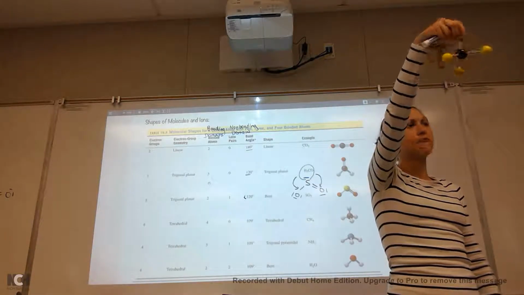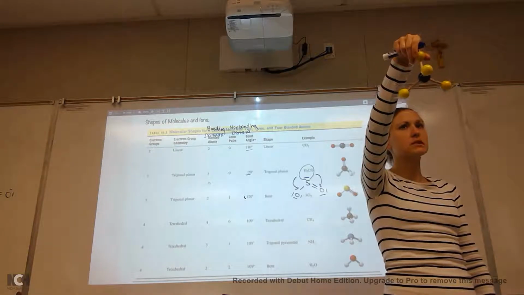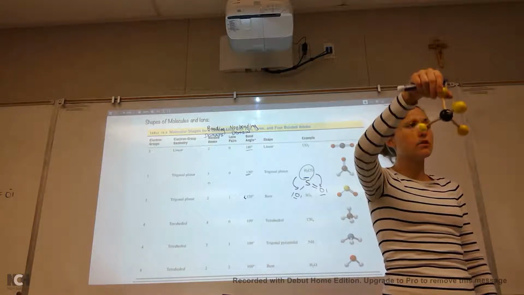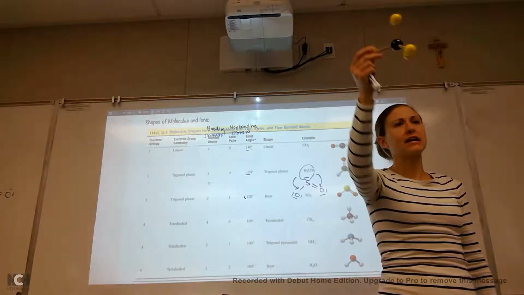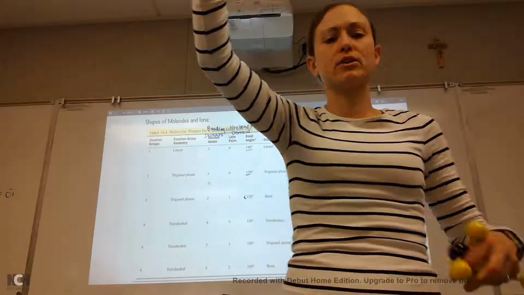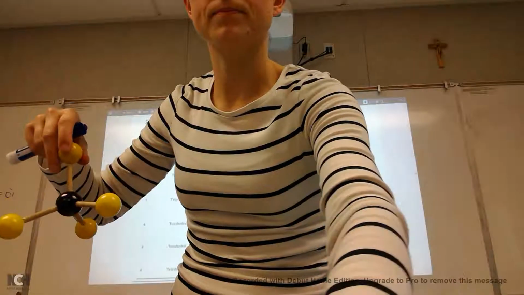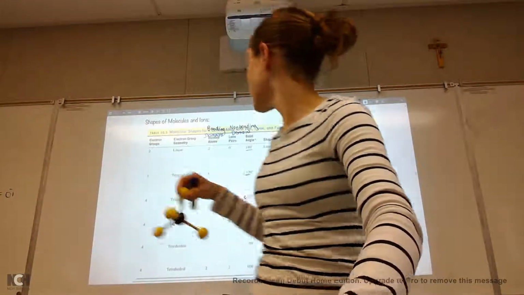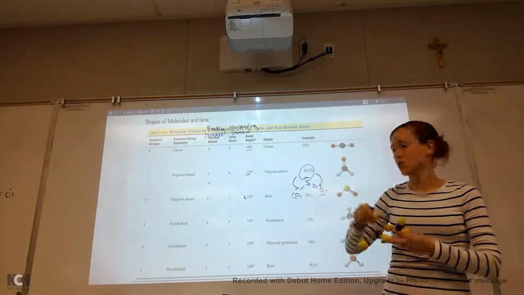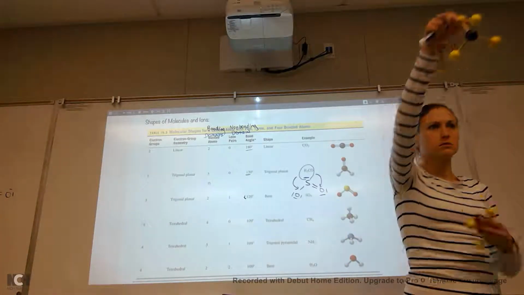Okay, so tetrahedral. Tetrahedral looks like this. 4 bonding. So I've got 4 things coming off of it, 4 atoms. 0 non-bonding. Agreed? Tetrahedral for both the electron domain geometry and the molecular geometry. We good? Okay. The bond angle is 109. That's correct.